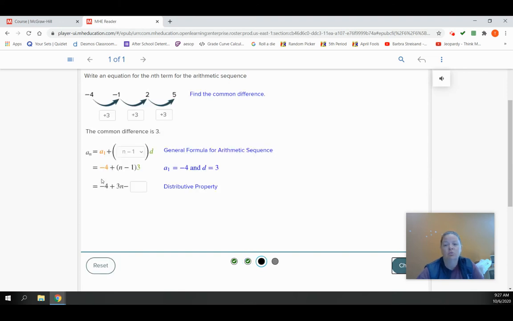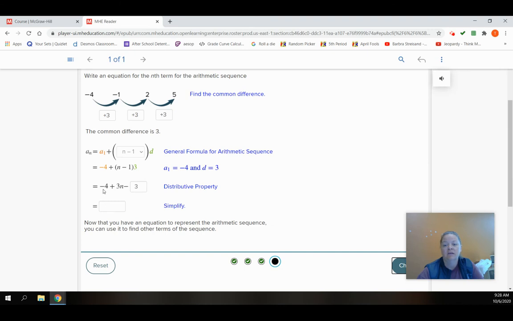So in this case, we've got a sub 1 is our -4, that's our first term. 3 is our common difference, that's d. And we're going to use the distributive property to get rid of the parentheses. So we have -4 plus 3 times n minus 3. And simplifying that down, -4 minus 3 is -7. So you can have 3n minus 7 or -7 plus 3n. I think it looks better when you have the variable in the front, so I'm going to put 3n minus 7.